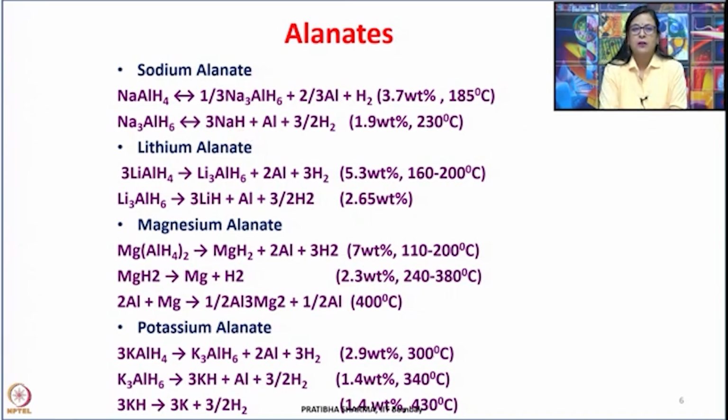Now this particular class of complex hydrides, that is alanates, has received a lot of attention, especially because in 1974 Bogdanovic et al. found that sodium alanate can reversibly store hydrogen, and it is reversible under milder conditions when it is reacted with titanium salts. So, that was the time when a lot of interest was drawn to this particular class of compounds.